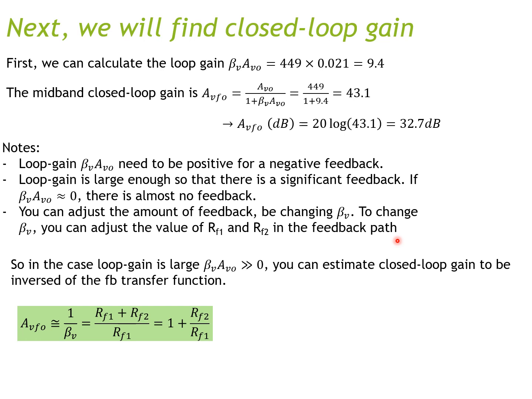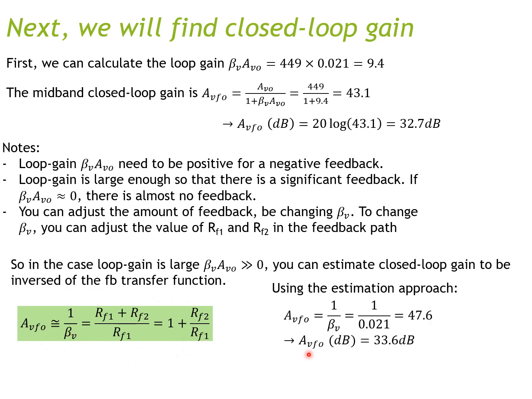So in the case of a large loop gain, we can estimate the closed loop gain to be the inverse of the feedback transfer function, so I say in here. So if we use the estimation approach, we can see that it's gonna be 33.6 decibel, which is about 1 decibel off from the actual number. So using estimation is not bad.